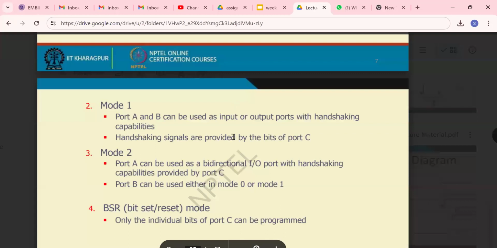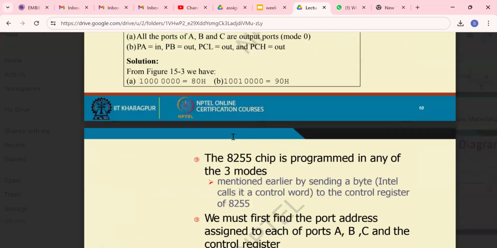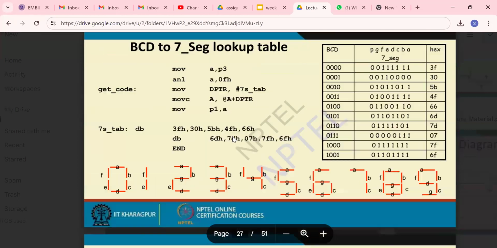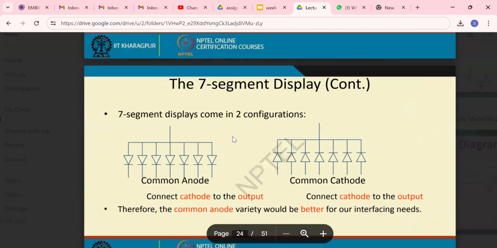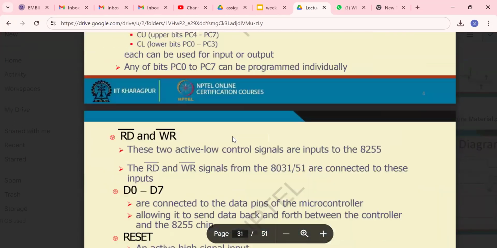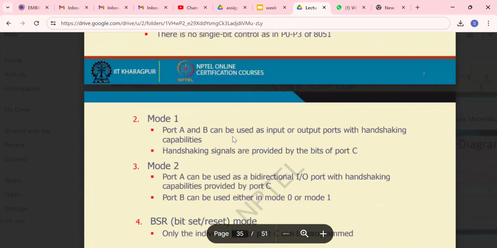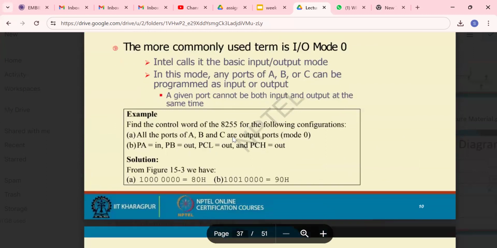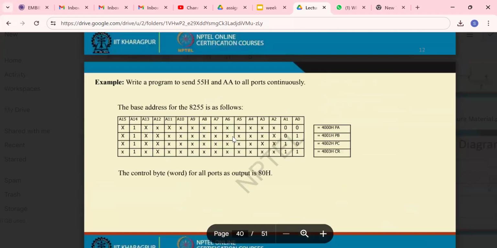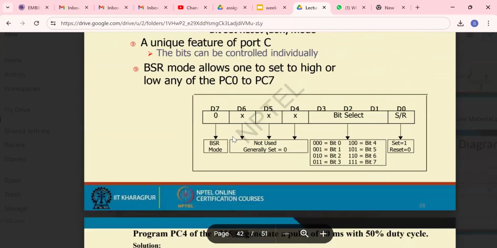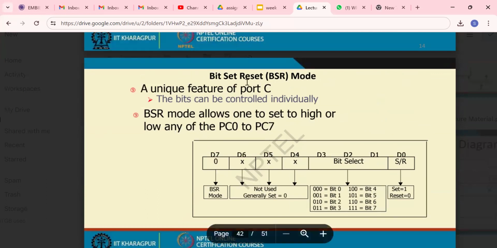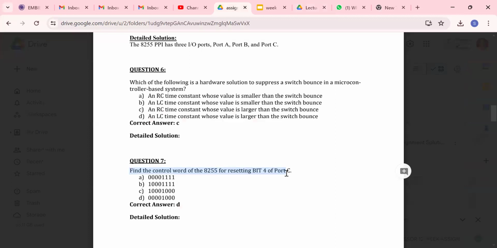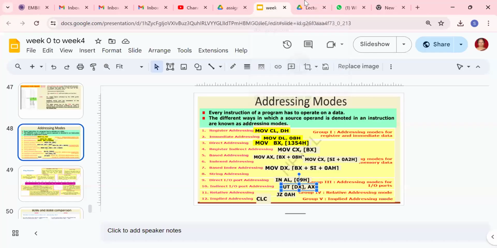Find the control word of 8255 for resetting bit 4 of port C. This particular tabular column is for IO mode, not BSR mode. So the 8255 has to be explained with the BSR mode, bit set reset mode. Remember this is the question: find the control word of 8255 for resetting bit 4 of port C.